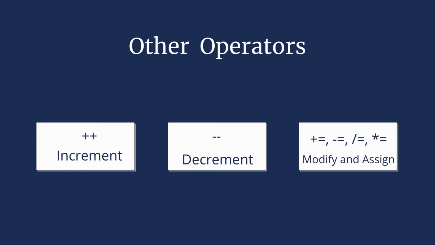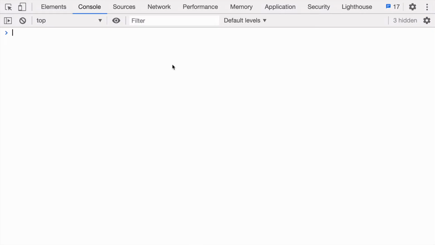In this video, we will continue learning about some new operators. We'll talk about increment, decrement, and modify and assign operator. Let's start with the assignment operator that we have learned earlier itself. What the assignment operator does is assign a value to any variable.